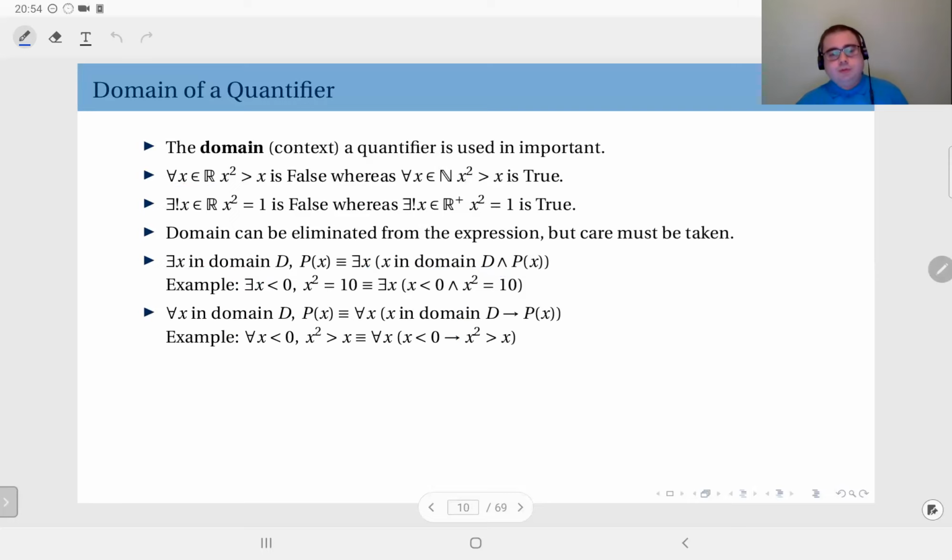Now, when it comes to the universal quantifier, it gets a bit trickier. Okay, so take the original statement: for all x in domain D, P of x.